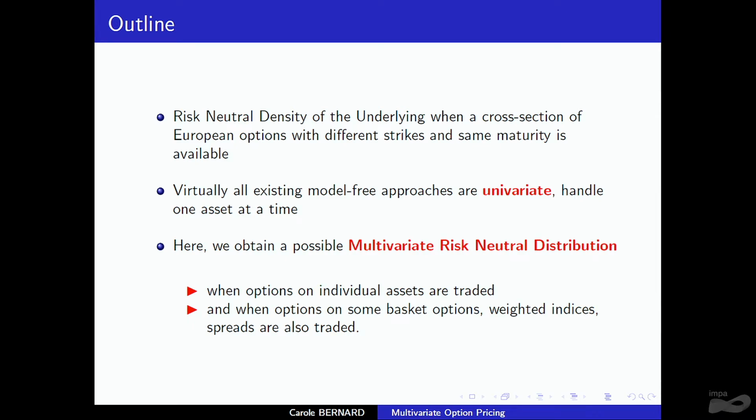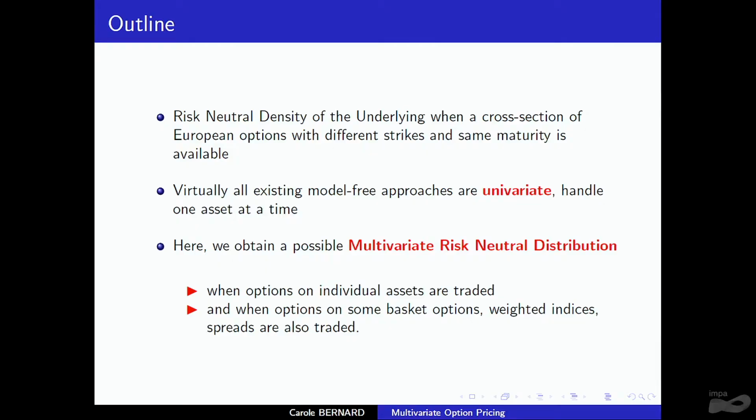Method to extract from the market a multivariate risk-neutral distribution. So when you have a cross-section of European options on one underlying, then it's quite well known that you can extract the risk-neutral density, and this one is actually unique if you have infinitely many strikes. And so usually if you have a good number of strikes, you can actually get a good estimation of the risk-neutral density of the underlying. But this is in the univariate case.